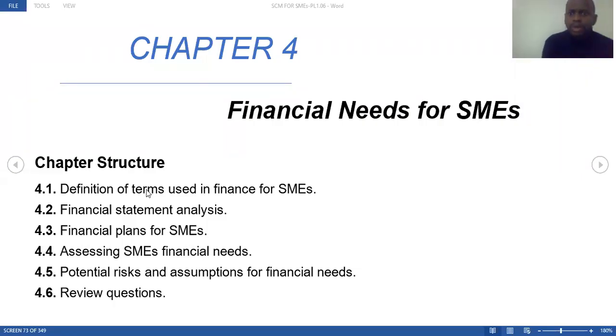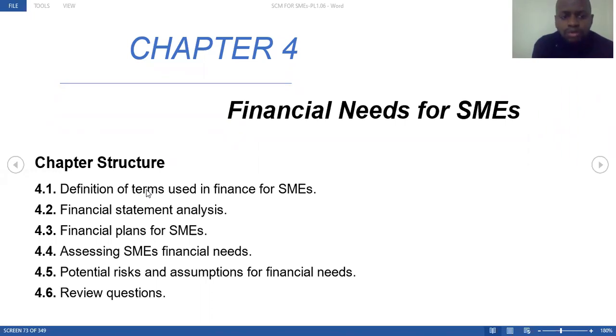So today we shall talk about financial needs for small and medium enterprises. Financial needs are very, very critical in any organization because they help the organization to realize the objective in business. Because with financial needs, you'll be able to sort out many issues that might affect the organization at large.